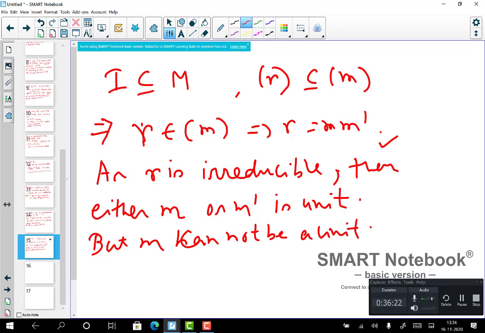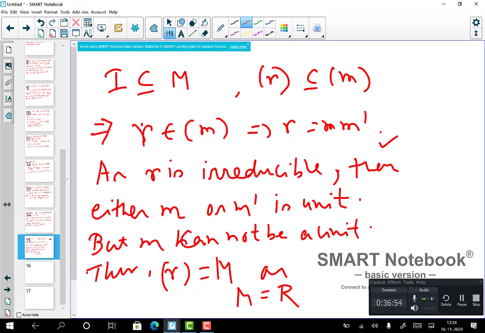So R will be associated to M, right? If M is a unit, then in that case it will be the full ring, right? So thus there are two choices. Either this ideal is the maximal ideal, or it is the full ring. This is the only choice you have. So what does that mean?